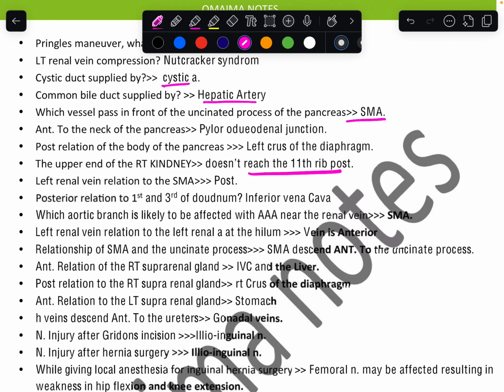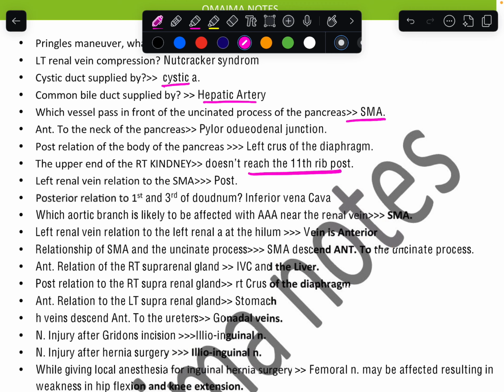Vein is anterior. Relation of SMA and uncinate process: the superior mesenteric artery descends anterior to the uncinate process. Anterior relation of right suprarenal gland: what is there in front of the right suprarenal? Inferior vena cava and liver. Posterior relation of right suprarenal, right crus. Anterior relation of left suprarenal, stomach.